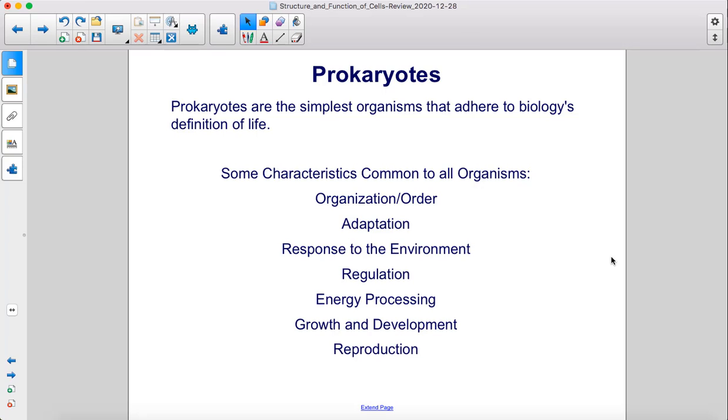Prokaryotes are the simplest organisms that adhere to biology's definition of life. Some characteristics common to all organisms: organization or order, adaptation, response to the environment, regulation, energy processing, growth and development, and reproduction.